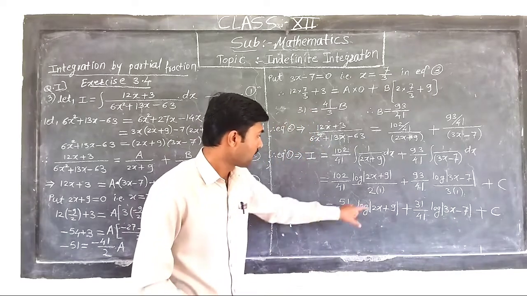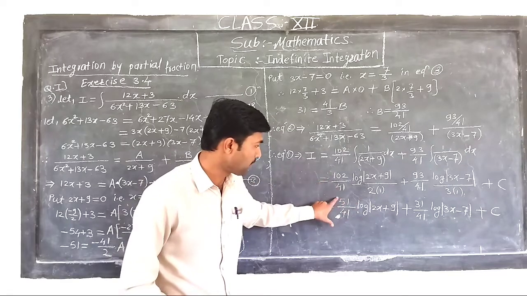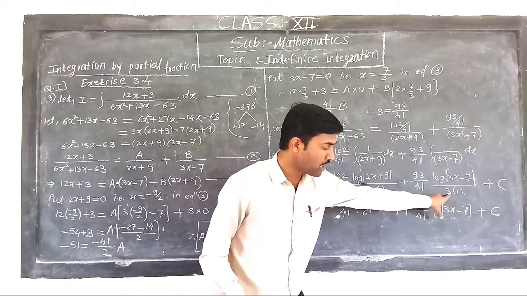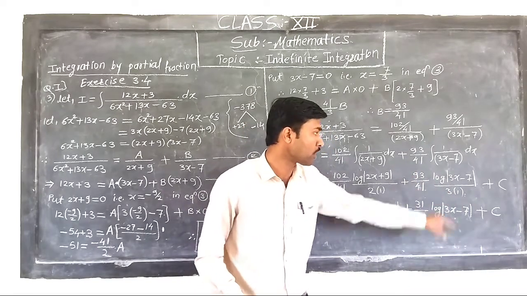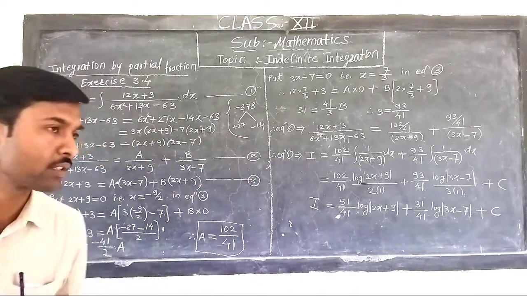Hence, after dividing this 102 by 2, we get 51 upon 41 into log of mod of this function, plus after dividing this numerator 93 by 3, we get 31 upon 41 into log of mod of 3x minus 7 plus c. This is the answer for this problem.